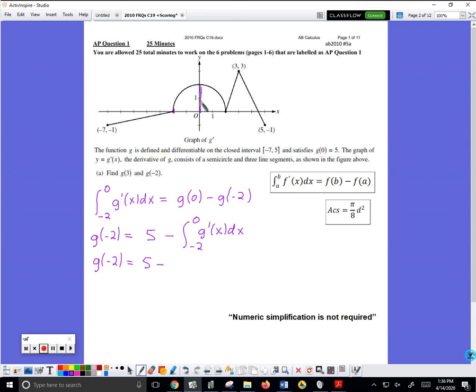We've already done this area before. Remember it was half of this. So that's pi over 8. The diameter is 4. That gets squared and I take half of it. And because numeric simplification is not required, you want to stop there and you'll earn a point for having that. So as long as you have this, you get that point.